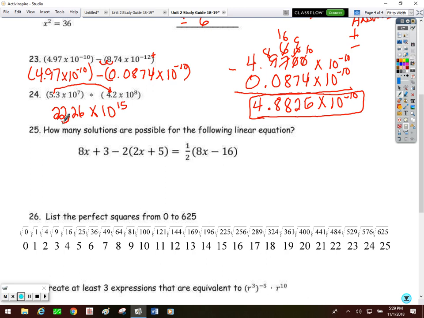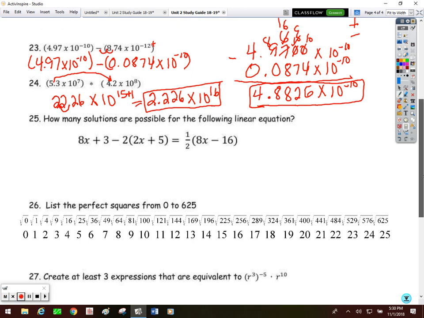So I'm going to move this decimal right here between the 2's, and when I do that, since I moved it to the left, I have to add 1. So my final answer is 2.226 times 10 to the 16th power. All right, so see how it works. Okay, let's finish this up.